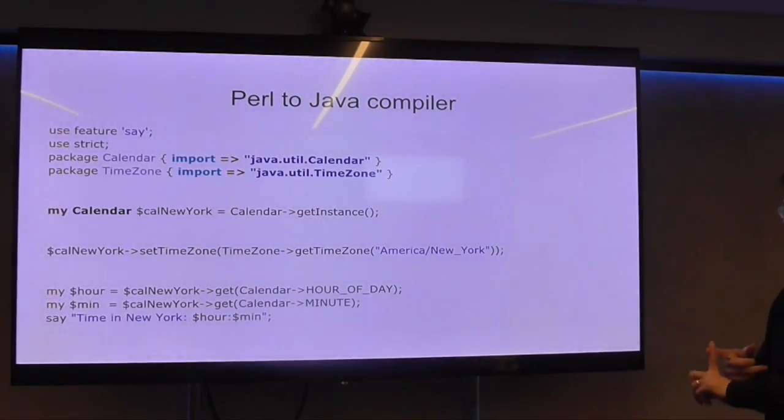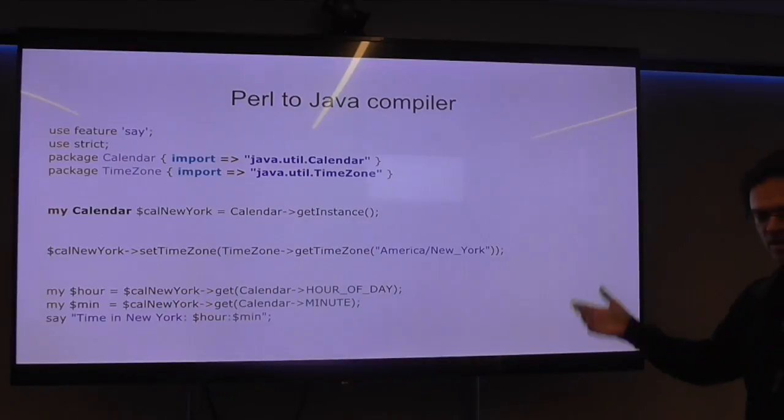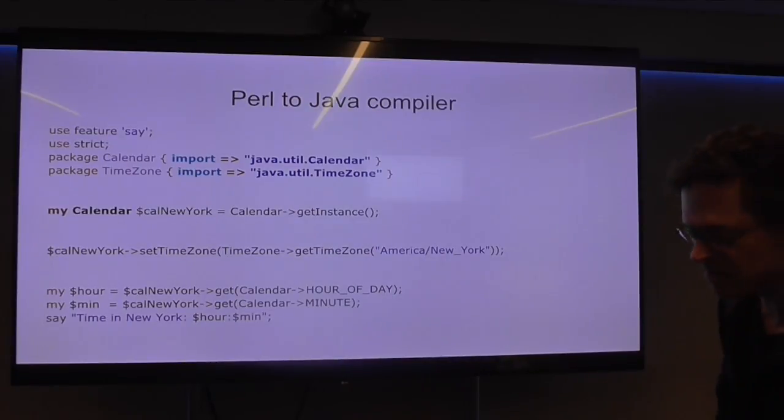So two things. Types are completely optional. You can write plain Perl, but there are a lot of Java-specific things that you can use.